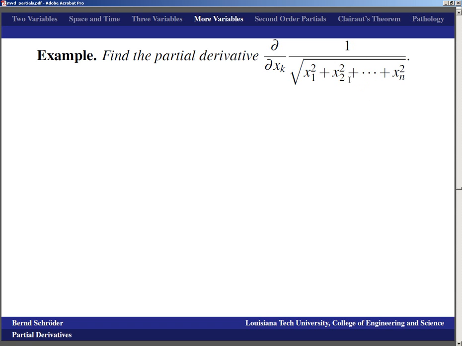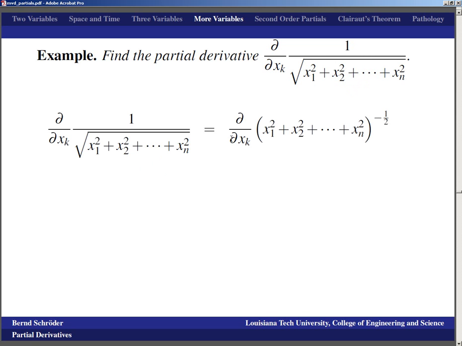The level surfaces for this function are all concentric spheres. Okay, so if we take a partial derivative of that, well, we just decode it. We realize that this is the derivative with respect to xk of something raised to the negative 1/2, right? Because when you take a square root, that means you raise it to 1/2, and if you divide by it, that's just a negative exponent. So this is now a little bit easier to read for a power rule.